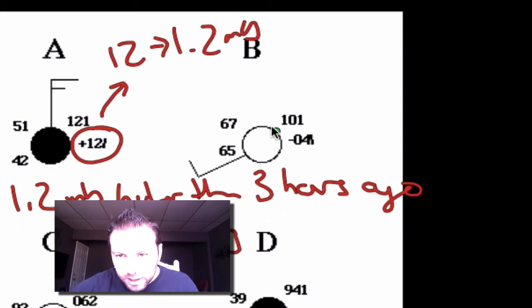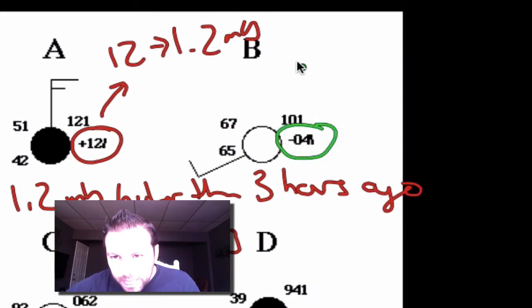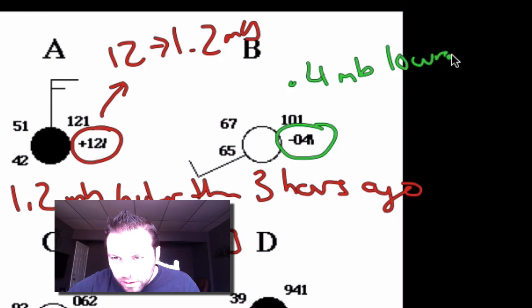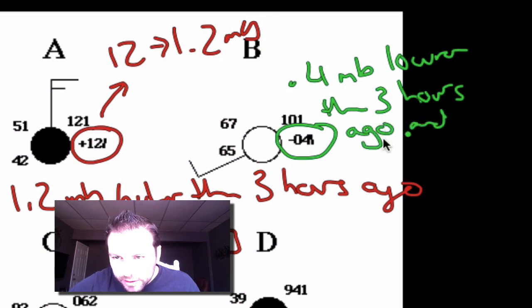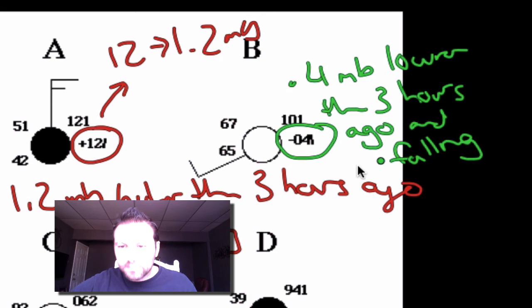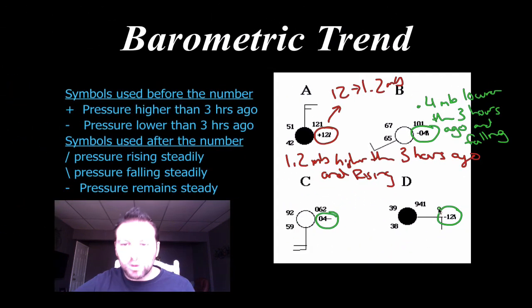Let's try a different one. So this one right here, this is 0.4 millibars lower than 3 hours ago and falling. So there's our barometric trends for both of these. I'm gonna leave you to do these last ones. Always convert your number, see if it's gonna be higher or lower than it was 3 hours ago. Notice this one doesn't have it, so you don't need to worry about it, but this one does. And then state what is happening at the end with either your hyphen or these two right here, your two slashes.